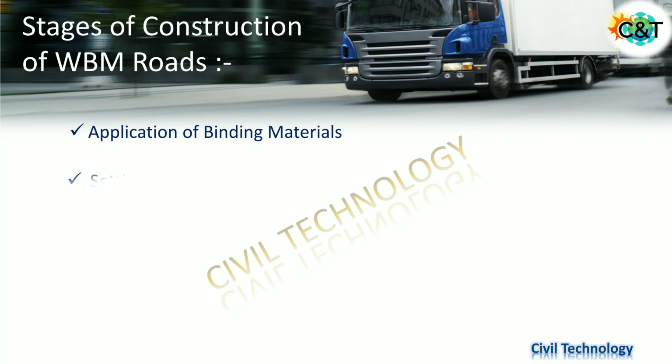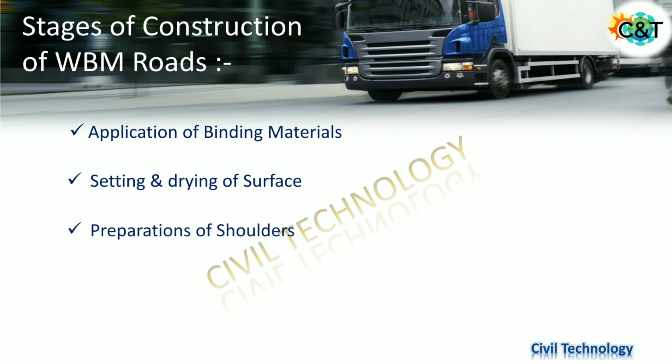Later we let the road settle and dry the road surface, and observe it for one day to see if there are any defects or not. Simultaneously we prepare the shoulders for the road also, and if all looks good, we open the road for traffic. So these are the different steps involved in WBM road. Let us see them one by one in a little more detail.